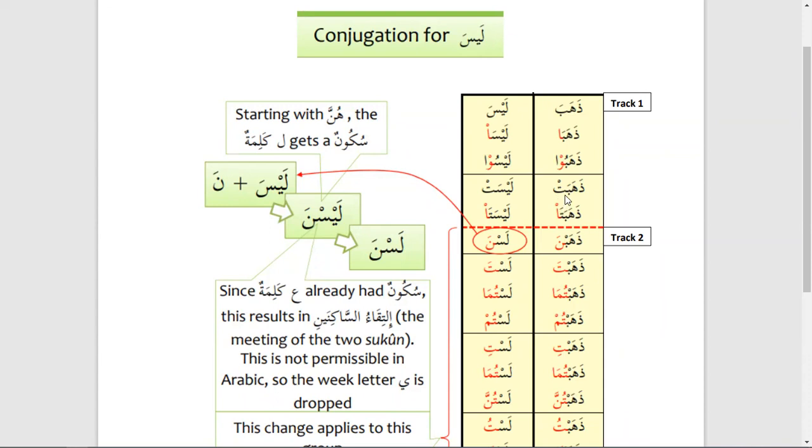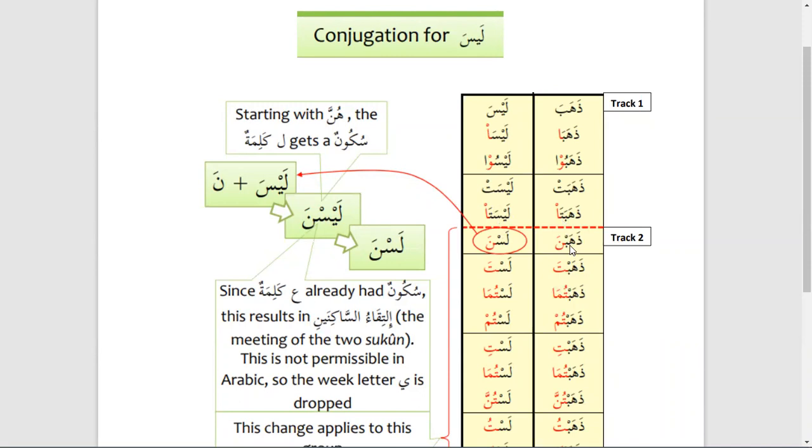So, dhahabat, it represents the singular feminine. So, dhahabat, she went, and similarly, laysat, she is not. Dhahabata, and here, laysata. Now, track two, why do I say here it's track two? Because what happened here, the first three letters, they have fatha. Dha has fatha, ha has fatha, and ba has fatha.